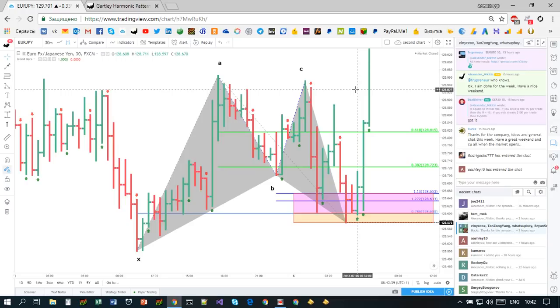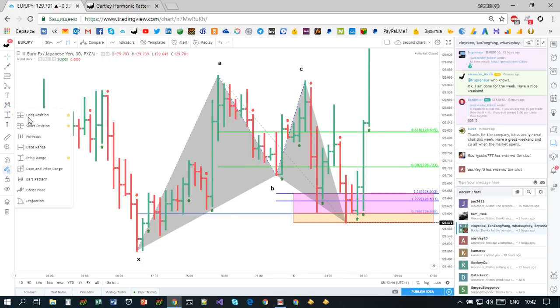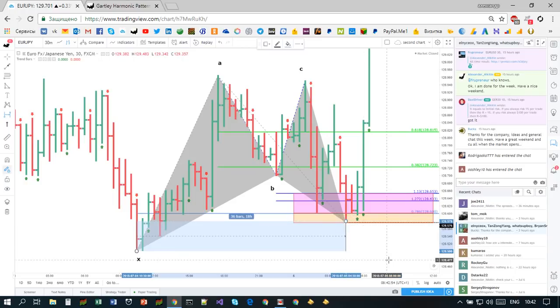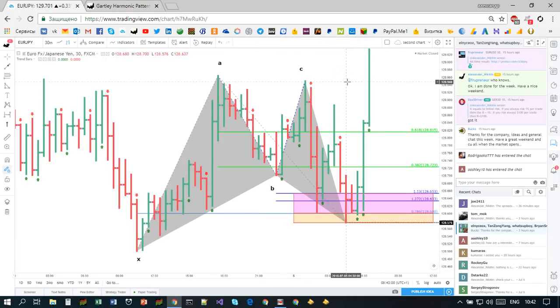And how do I know when we need to switch to a lower time frame and when to stay on this time frame? I simply measure how many bars the total pattern has. If I measure it from X to D, I know that it is 36 bars. My rule of picking the time frame says that the pattern should be somewhere within 50 to 100 bars.